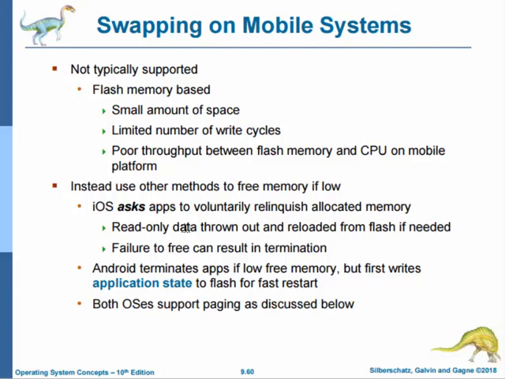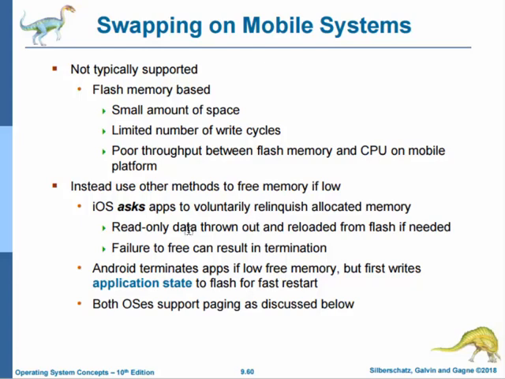Other reasons include the limited number of writes that flash memory can tolerate before it becomes unreliable, and the poor throughput between the main memory and flash memory in these devices. So instead of using swapping, when free memory falls below a certain threshold, for example, iOS asks applications to voluntarily relinquish allocated memory.